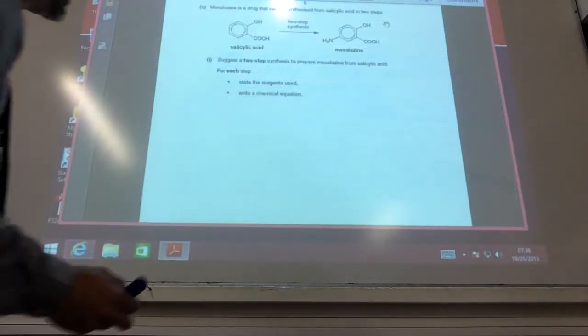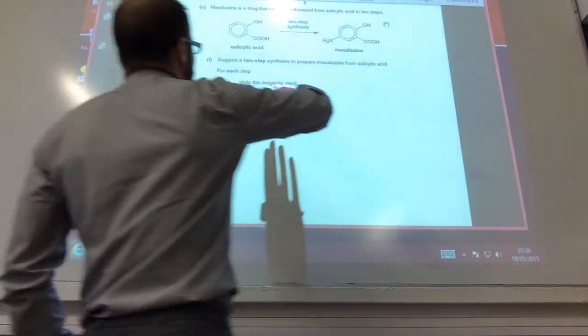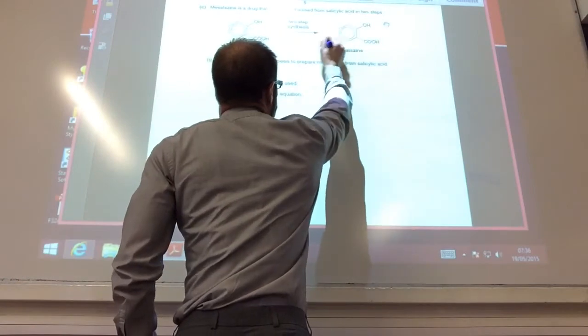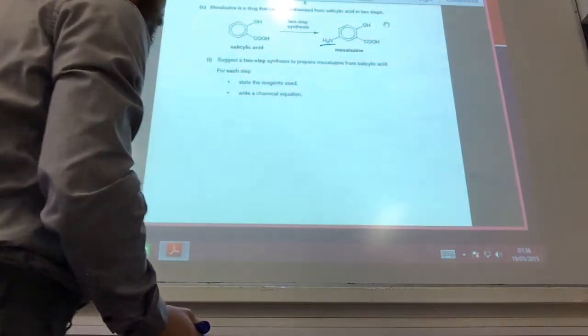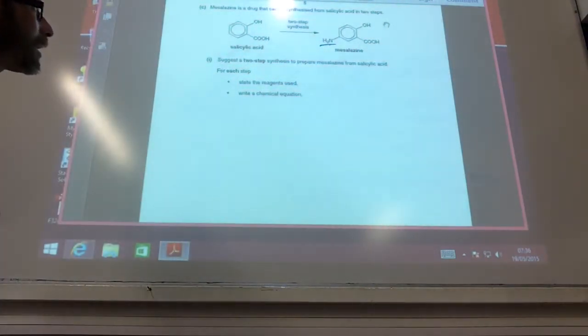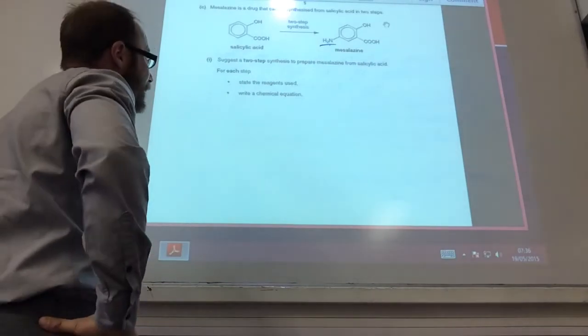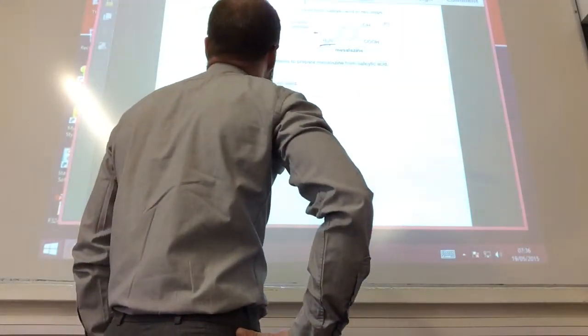Okay, I've now got a two-step synthesis to work out. It's going to start with salicylic acid. I'm going to get to this boy here, and I've got to get an NH2 group on him. So I can't just substitute an NH2 group on direct. I'm going to go via a nitro group. So suggested two-step synthesis, state the reagents used, and write a chemical equation.